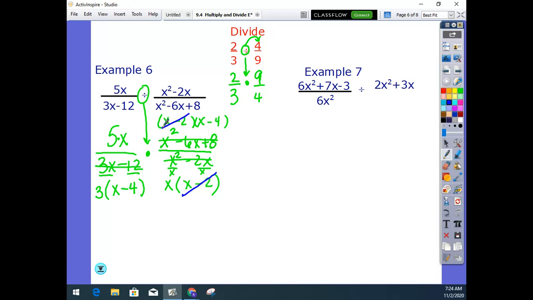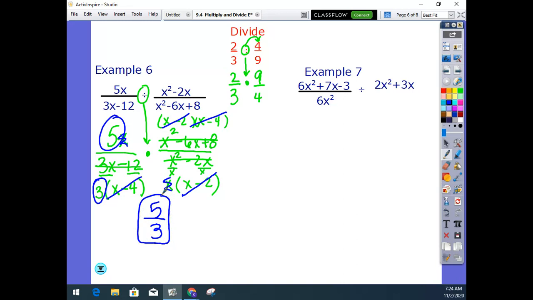All right, now we're ready to get rid of any common factor. X minus 2 cancels. X cancels. X minus 4 cancels. And what are we left with? Five-thirds.